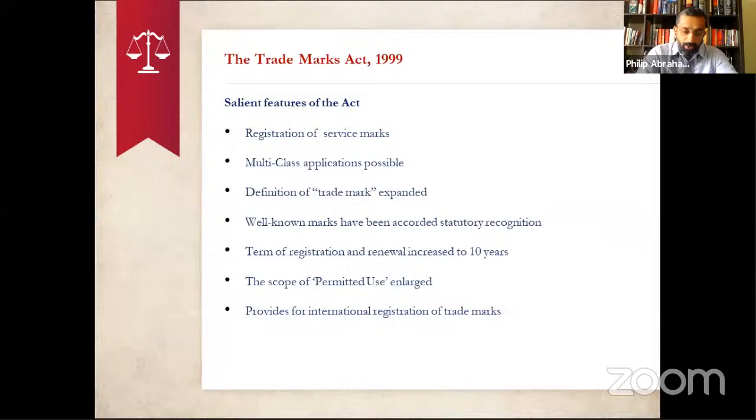Coming to the salient features of the Trademarks Act of 1999. Under the 1958 Act, a trademark could be registered only in relation to goods, not for services. When I say only in relation to goods, what does that mean? All the goods or services are segregated into 45 classes. So classes 1 to 34 are called goods, and 35 to 45 are classification for services.